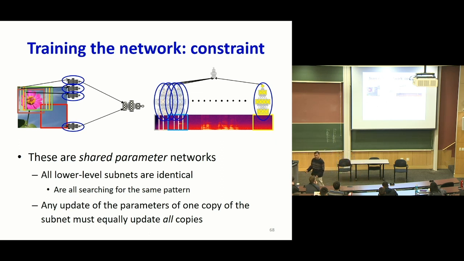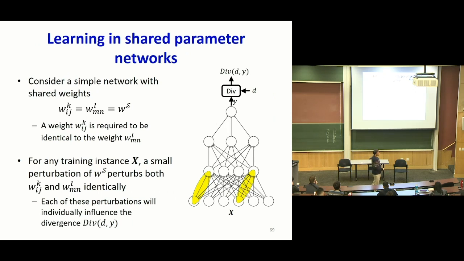They're shared parameter networks. So also over here, in the case of the image, if I make an update to this copy, I must make identical updates to every other copy in the big network. Yeah? And how do we deal with shared parameter networks?